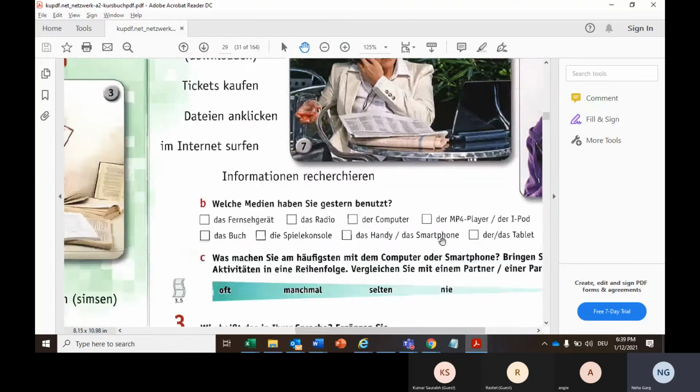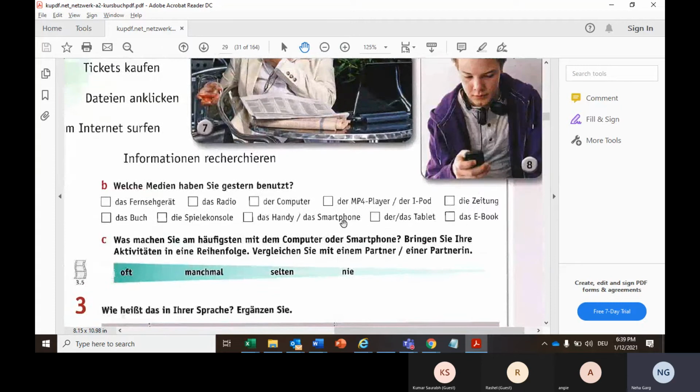Now there is a quick exercise for you, basically you have to do two things. First will be answering this question. This is going to be verbal and the other one is going to be written. So B is: Welche Medien haben Sie gestern benutzt? Like there are a lot of options given, a lot of names of the medians are given. You have to verbally tell me which medium you have used yesterday. So this is going to be a present perfect tense sentence.